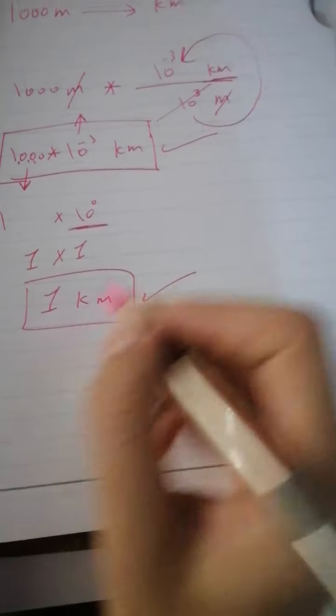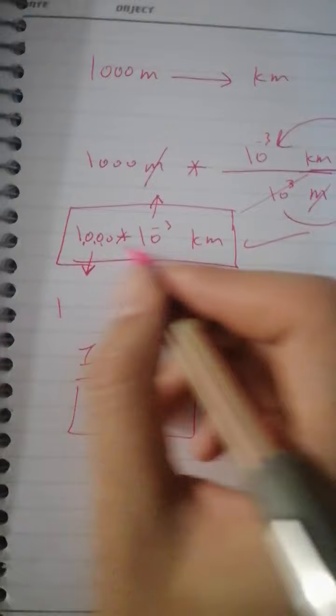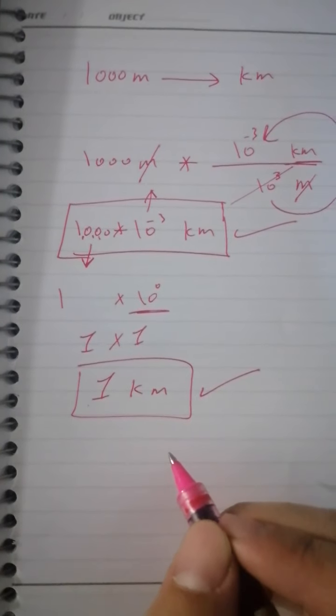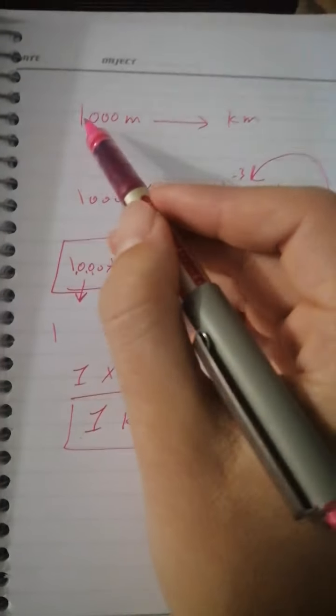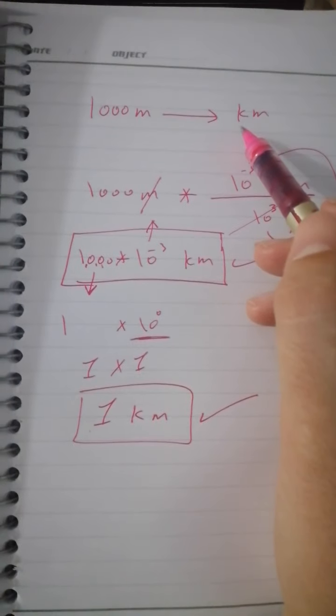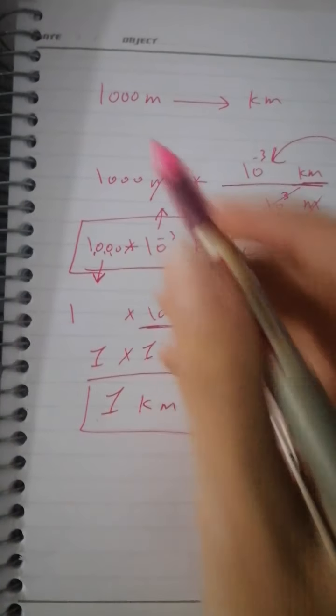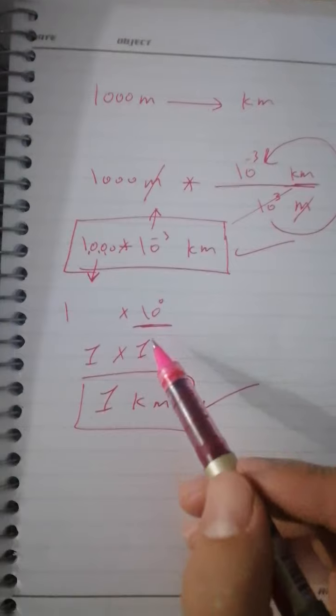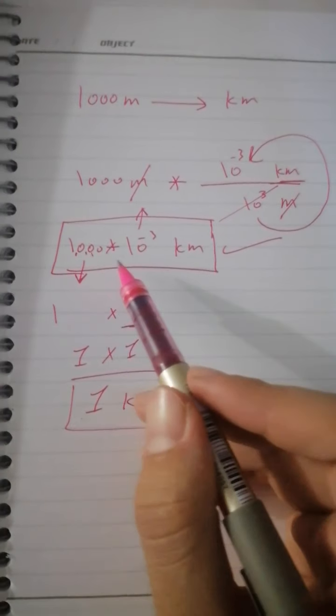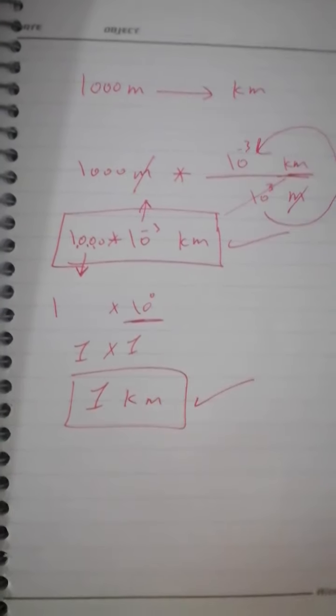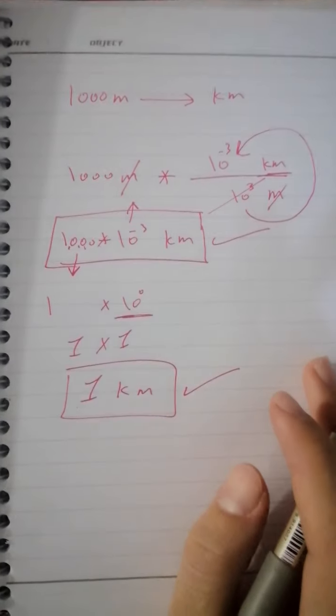You can write it down like this, or you can simply just leave it here. No problem. Both answers will be correct. So the correct answer is 1000 meter equals to 1 kilometer, as we've got it here. Or you can say 1000 meter equals to 1000 times 10 to the minus 3 kilometer. That's also true. Okay, so that's the first part.